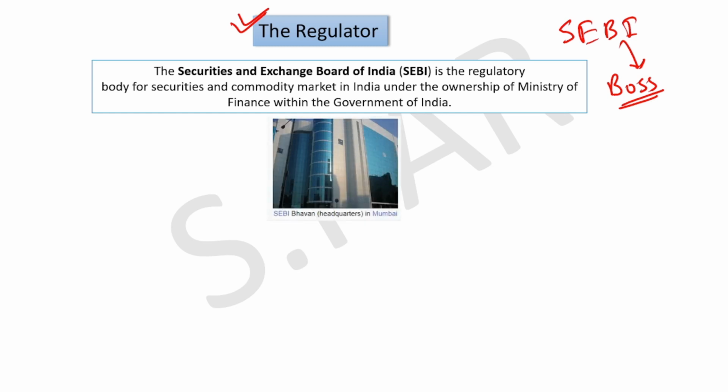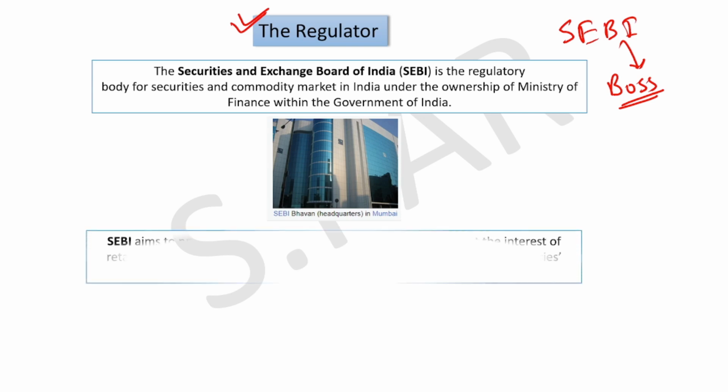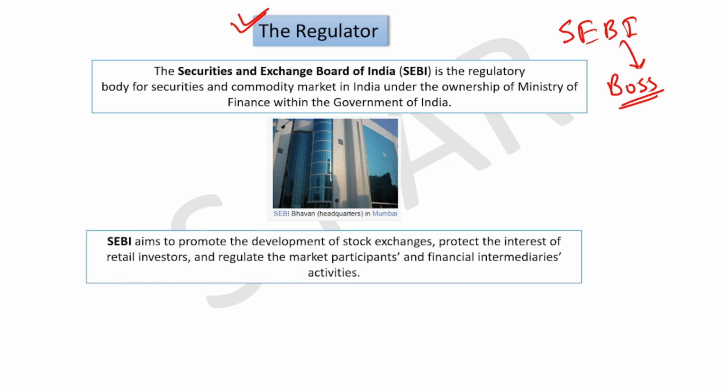Now SEBI also has its headquarters in Mumbai. So Mumbai, you can say, is the share market capital of India. All the important share market offices are located there, most of them. Now SEBI aims to promote the development of stock exchanges, protect the interest of retail investors, and regulate the activities of market participants and financial intermediaries.